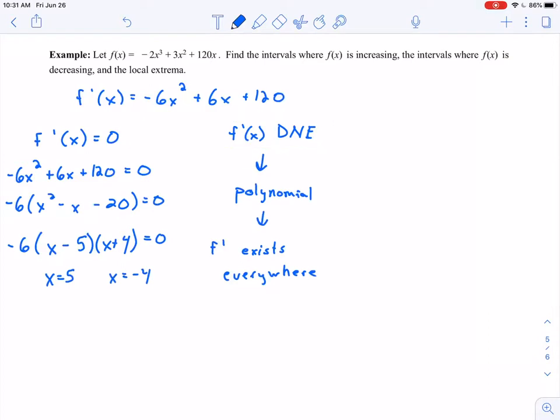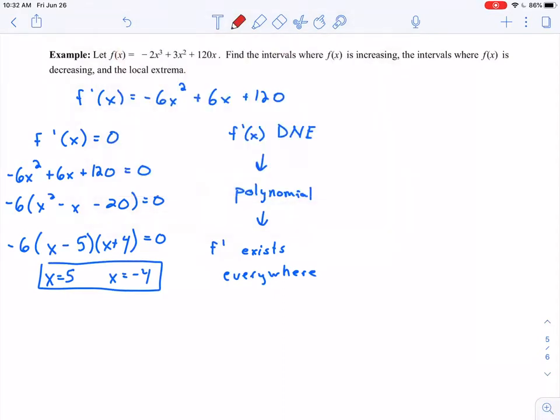Again, when we're working with polynomials, we won't see any critical numbers pop up because f prime of x does not exist. But again, it's a good habit to still consider it, to think about it for when we consider functions that are not polynomials, when we're thinking about root functions or rational functions, things like that. So these are the only two critical points I have, 5 and negative 4.